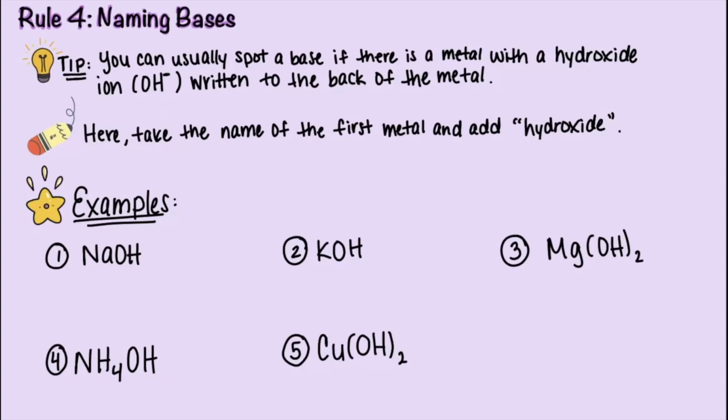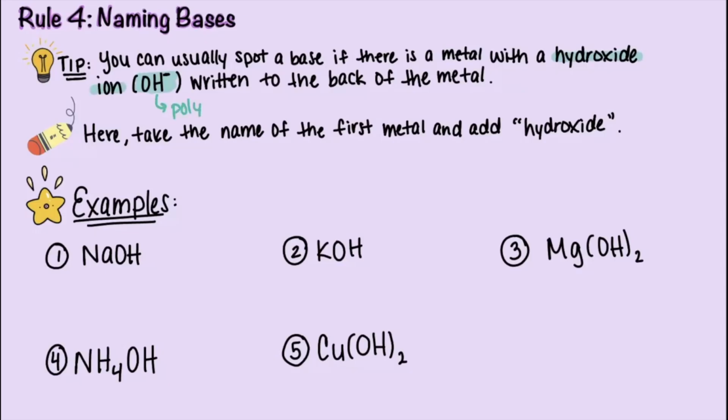Now let's talk bases. One really easy way to identify a base is to look for the OH negative ion attached to a metal. And OH negative is a polyatomic ion called a hydroxide. And you see, it exists as a unit.